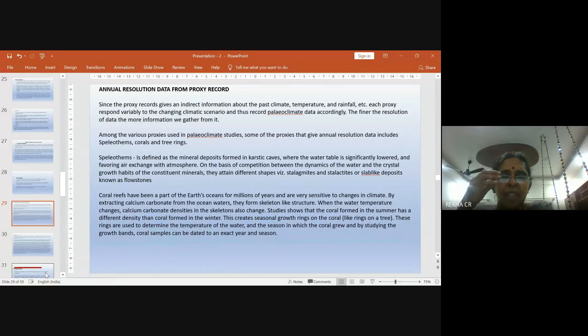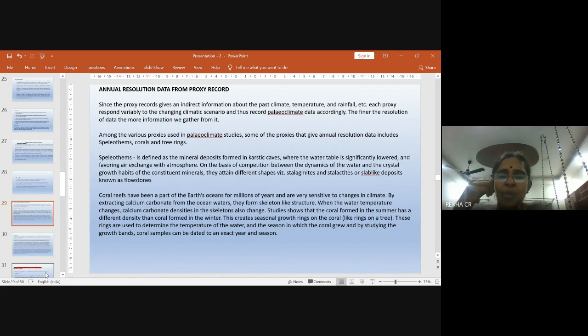So coral reefs are mainly made up of calcium carbonate. When you extract the calcium carbonate from the coral reefs, you can see that the water temperature and the calcium carbonate densities in the skeletons also change. Studies show that coral formed in the summer has a different density than coral formed in winter. This creates seasonal growth rings on the coral, similar to the rings on a tree.